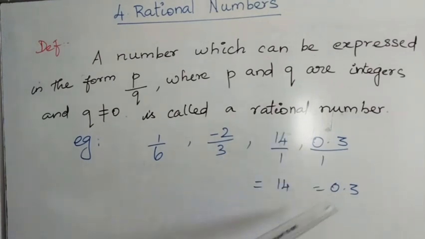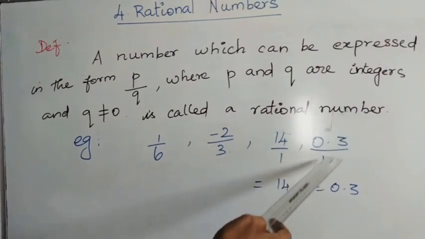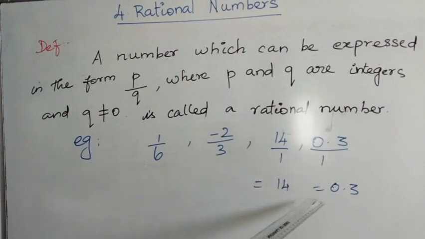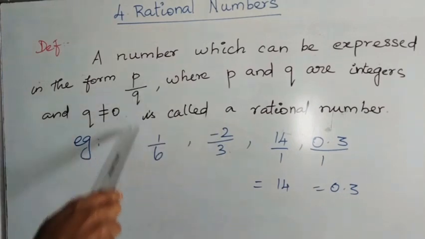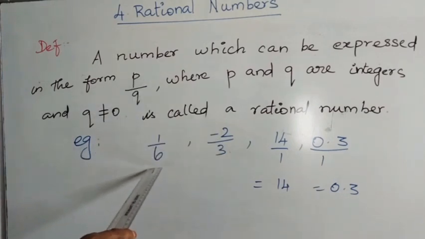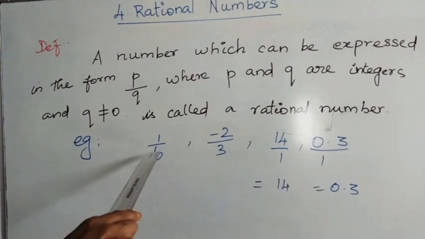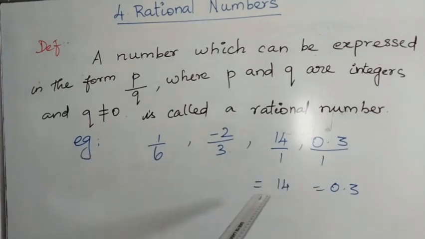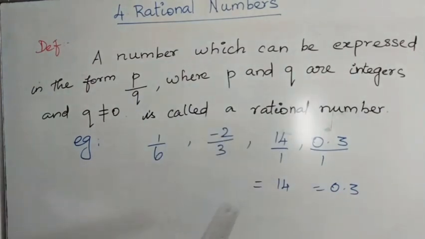And then see the next example, 3.03, a decimal number, divided by 1. It is also a rational number. This is the example for rational numbers. What is the condition? It is a fraction form, but the denominator value is not equal to 0. It should not be 0. If the denominator is 0, it is not a rational number. It has some integers, positive or negative. This is the definition of rational numbers.